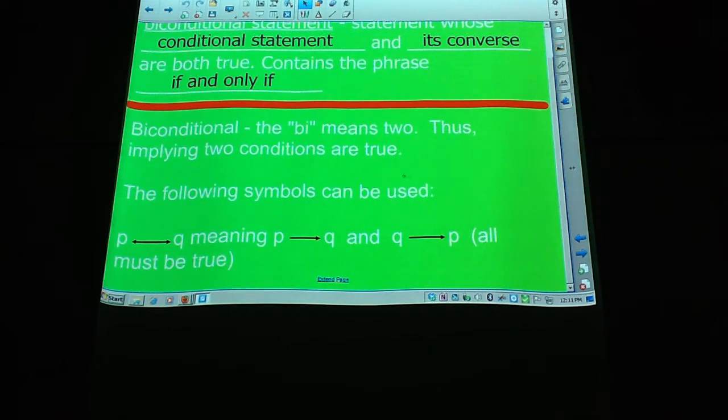The symbols, remember we've been talking about symbols all chapter here. Well, P implies Q, but Q also implies P is when we have the arrows on both ends of our arrow notation. P would imply Q and Q would imply P. That's the conditional statement and its converse. If this is all true, then we can write the if and only if statement.